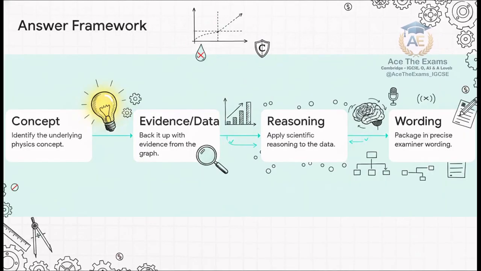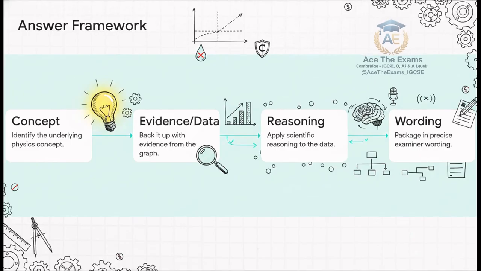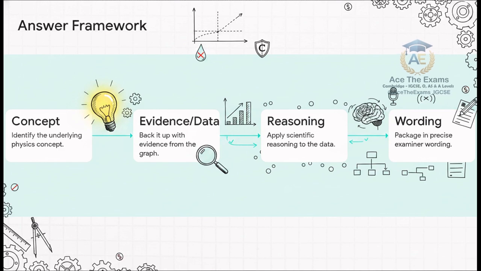To stop the bleed, we use this four-step Cambridge answer framework to guarantee every single method mark. You start with the underlying concept, you back it up instantly with evidence and data from the graph, you apply your scientific reasoning, and then you package the whole thing in precise examiner wording. If you skip even one of these steps, you bleed marks. It is literally that simple.